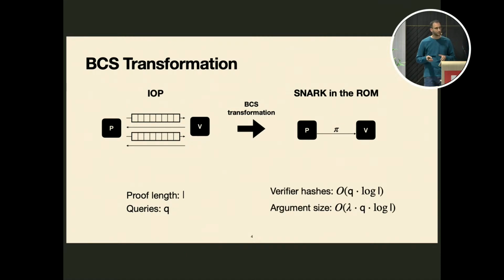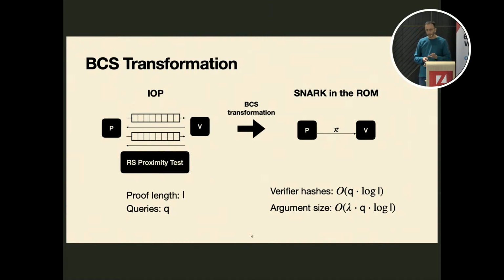This is because these two parameters affect the verifier of the compiled SNARG. If we have more queries, then the argument size is going to be bigger. And if the proof length is bigger, then the argument also is going to be bigger. Also, the number of hashes that the verifier needs to perform depends on the query complexity.